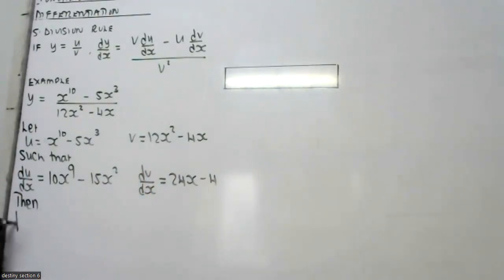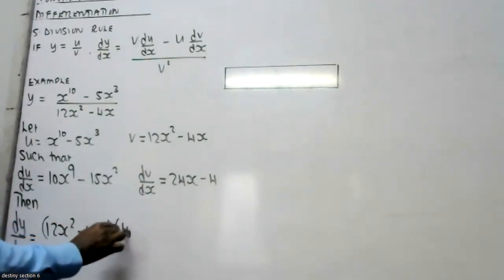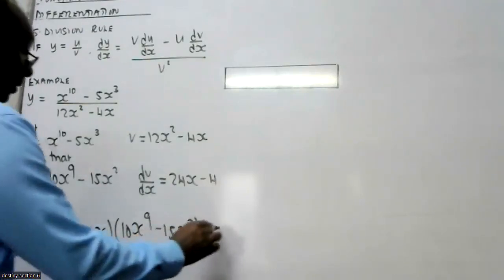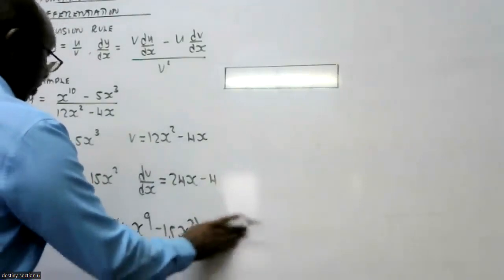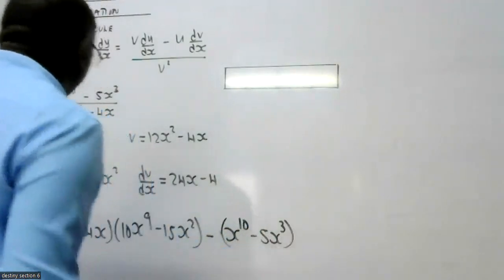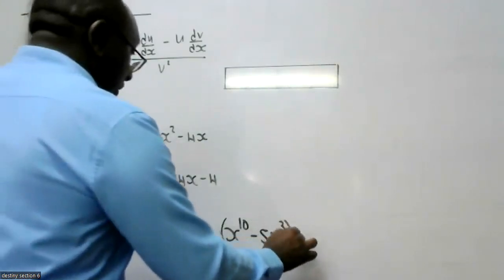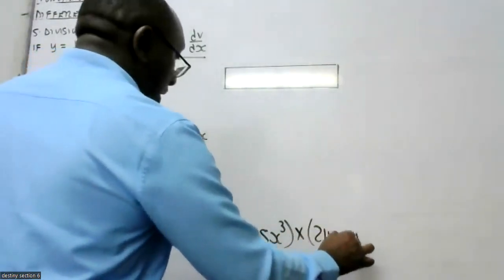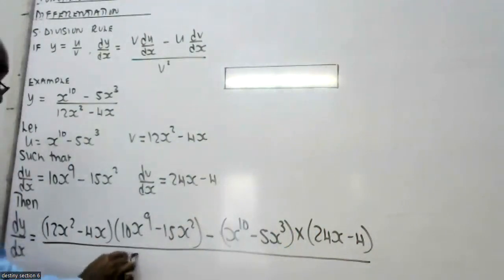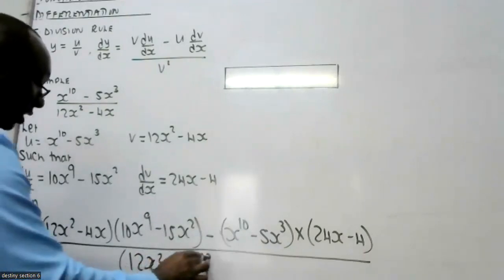Then dy dx, according to our formula there, you take p. P is 12x squared minus 4x multiplied by du dx. Du dx is this one, 10x raised power 9 minus 15x squared. Then you say minus u. U is, sorry, x raised power 10 minus 5x cubed multiplied by dv dx. dv dx is 24x minus 4. Now the whole of this you divide by v. So this is 12x squared minus 4x, now that one is squared.